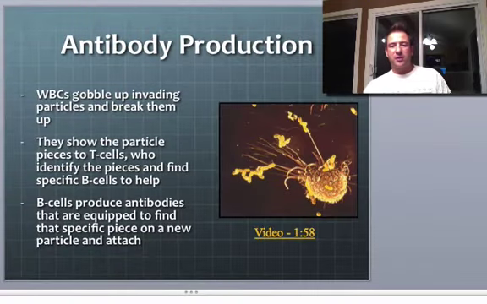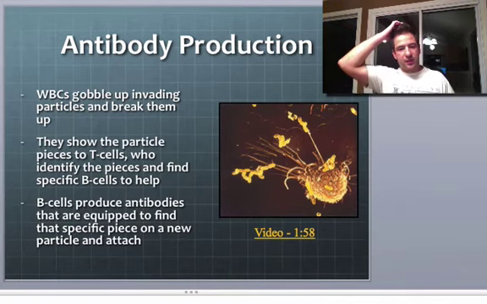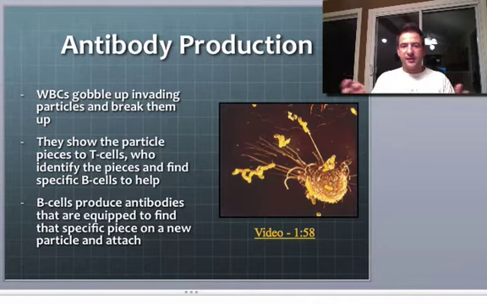So antibody production, how do we produce these things? White blood cells basically gobble up the invading particles and break them up. Then they show the particle pieces to T cells, those natural killers, and they identify the pieces and find specific B cells to help, and those are the helpers. So we have the natural killers, the T cells, and the helpers, the B cells.